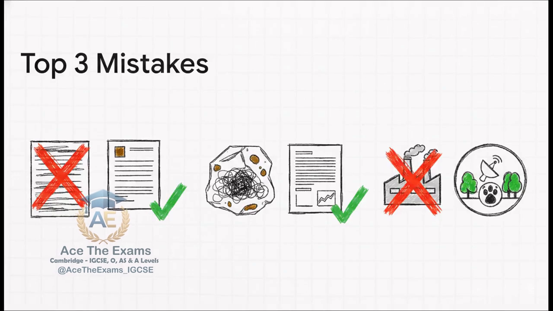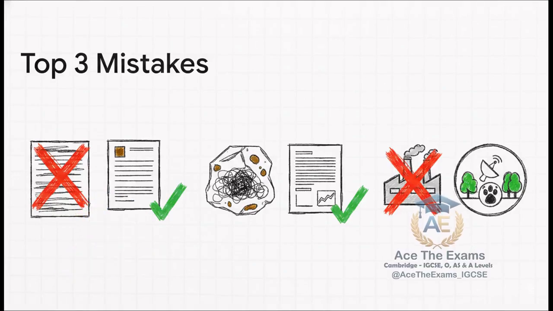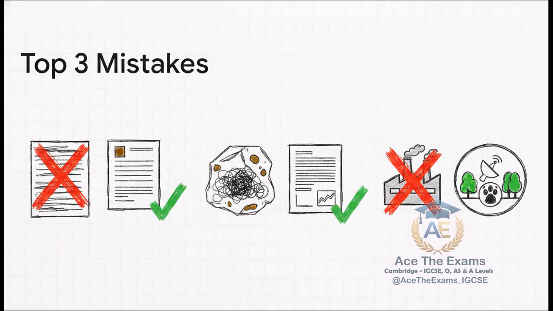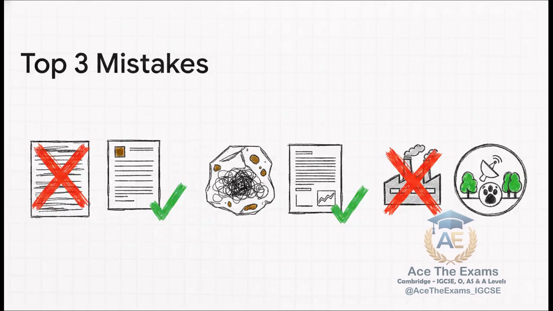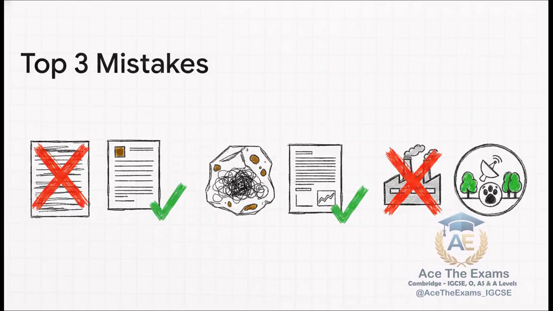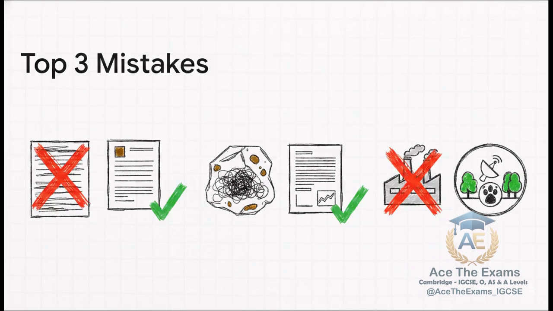And number 3, the absolute biggest one, providing answers that ignore the specific context given. If the question is about surveillance for a remote wildlife reserve, do not give a generic answer about urban traffic monitoring. Apply your technology directly to the lions and elephants in the scenario.